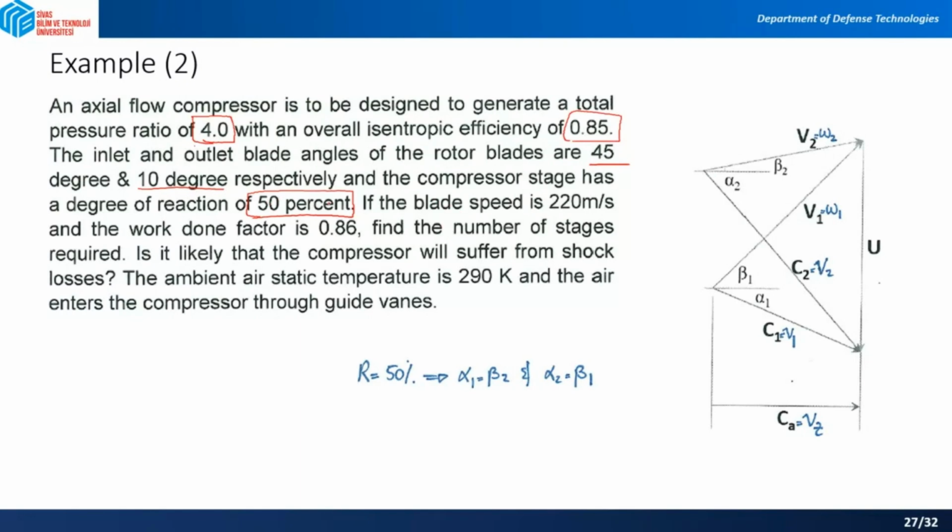And when it is 50%, we have symmetrical blading. If you remember, these two triangles will be symmetrical. The blade speed is 220 meters per second, the work done factor is 86%, and we need the number of stages required. Is it likely that the compressor will suffer from shock losses? The ambient aerostatic temperature is 290 Kelvin, and the air enters the compressor through guide vanes.